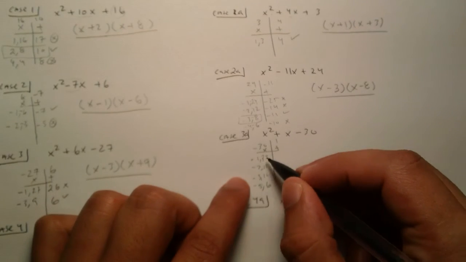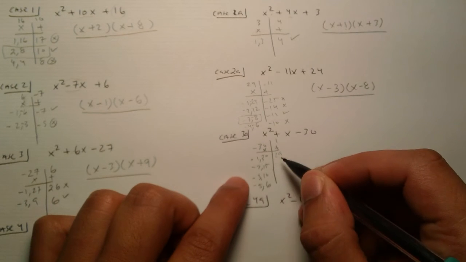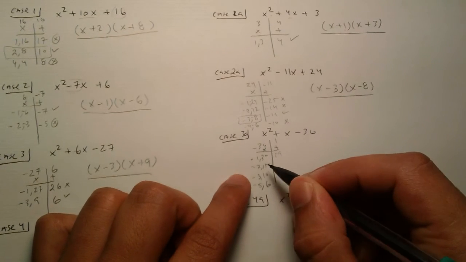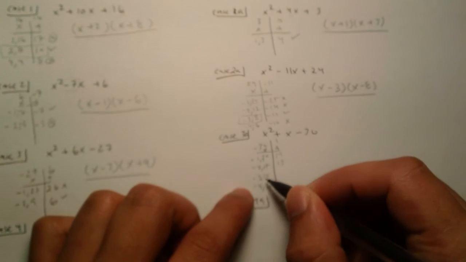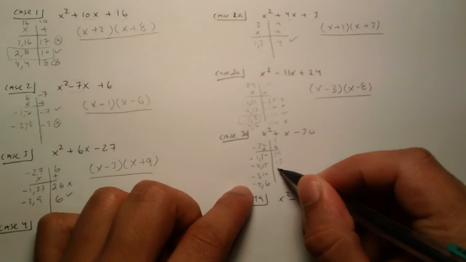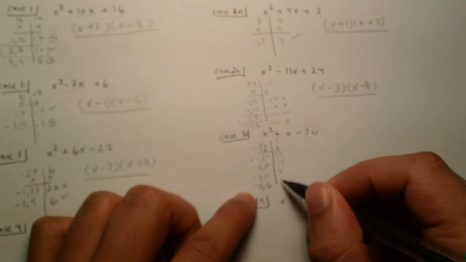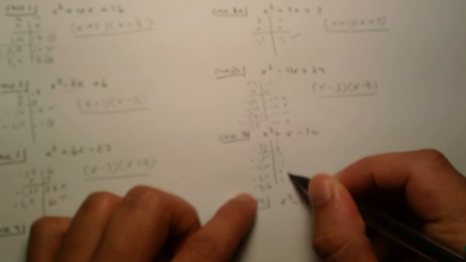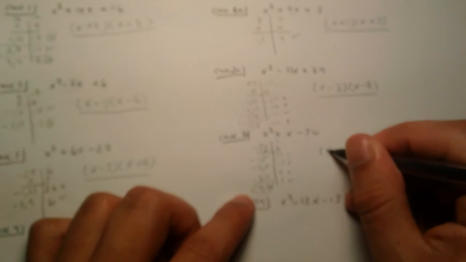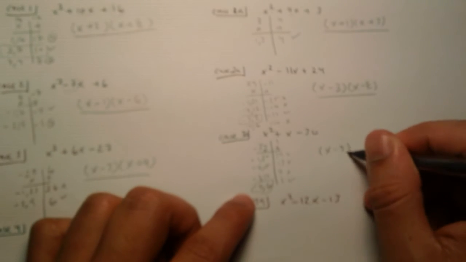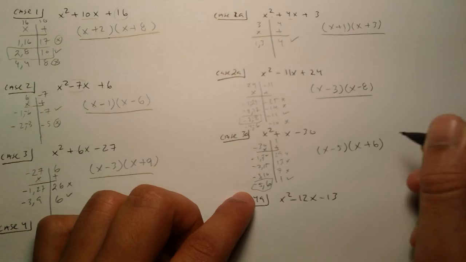Okay, so negative 1 plus 30, 29. Negative 2 and 15 plus 15 will give you 13. Negative 3 plus 10 will give you 7. And then negative 5 plus 6 will give you the 1. And that's what we're looking for. Okay, so here it is. So final answer, x minus 5 and then x plus 6.